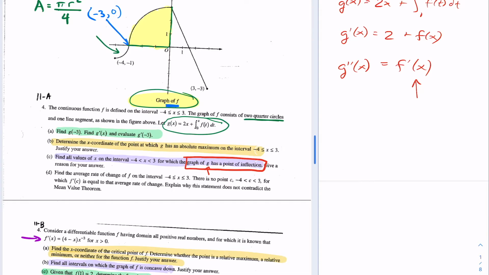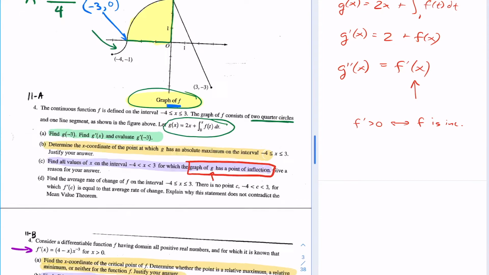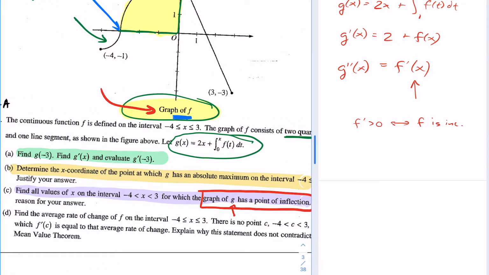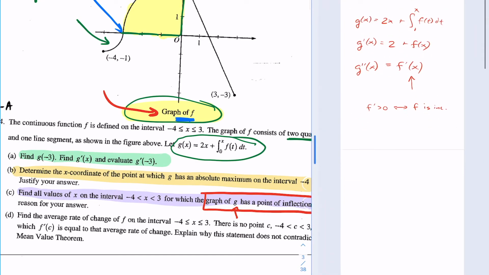So how do we get information on f prime? We know that f prime is positive if f is increasing, right? So we have to translate according to the picture that we have. If you take a look at the graph here, we have the graph of f. We have to translate all of this, all right? So I know that f is increasing.